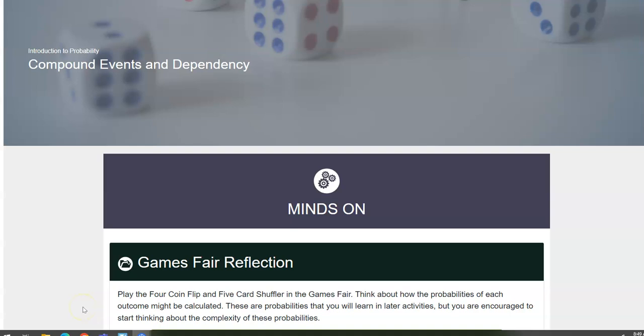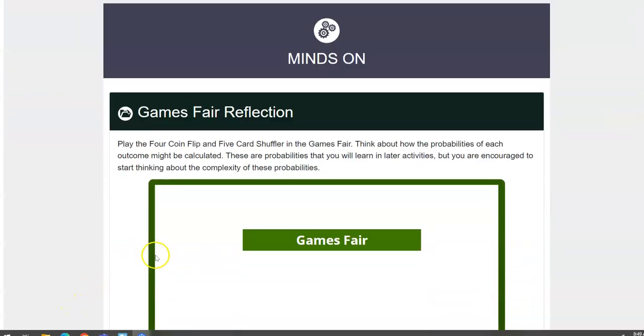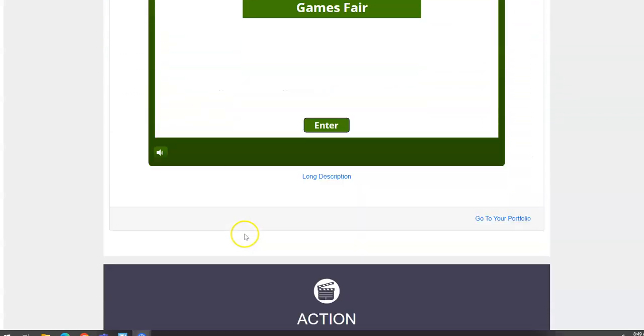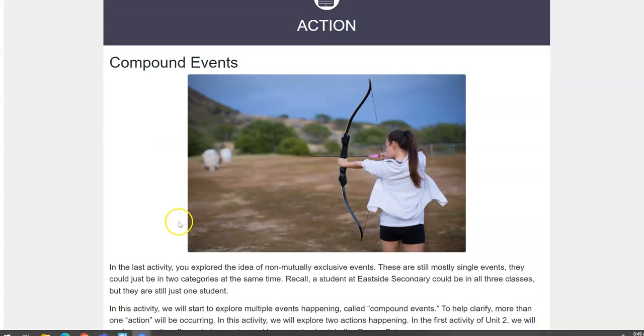Hi guys, the end of Unit 1, 1.4, or U1A4, I guess we're going to call it Compound Events and Dependency. So I'm going to whip through this real quick. You got a little games fair thing to work on here, and then we get to what compound events are.